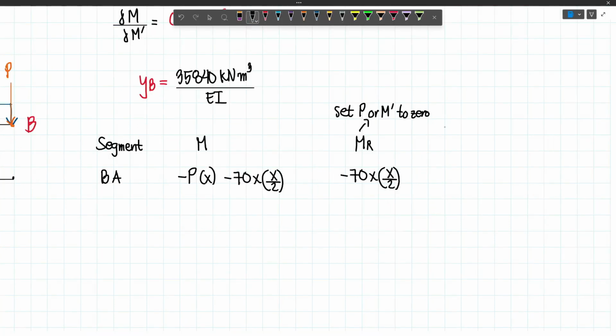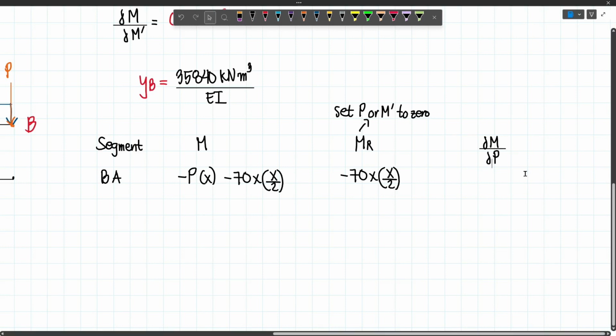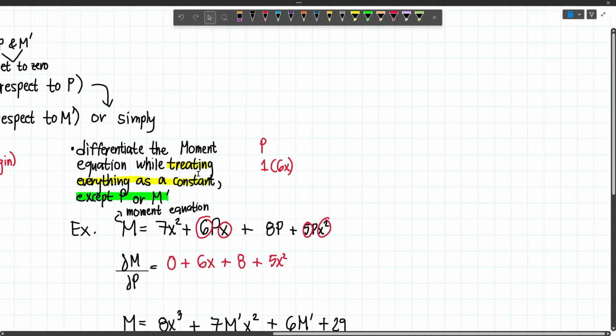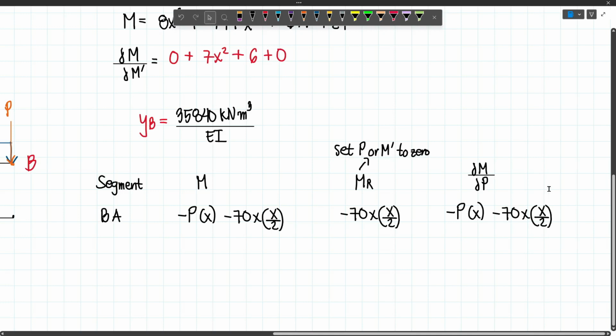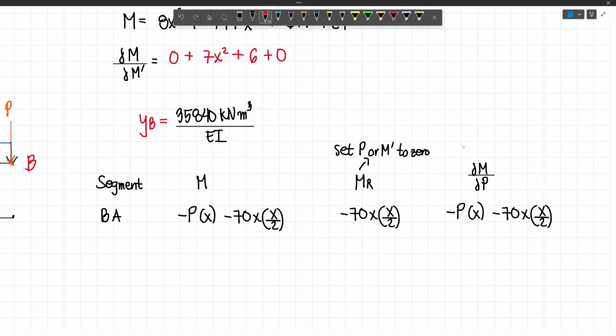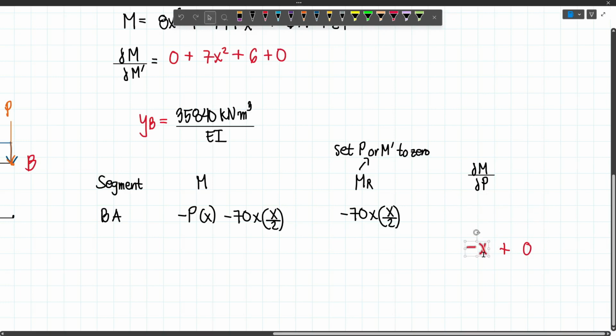And then next, we have to get dm over dp, or the partial derivative of m with respect to p. Now again, we will treat everything as a constant except for p or m prime. Now let's copy this equation. If we treat everything as a constant, then the x here will be a constant, and this x also. So this will be 0. We will try to differentiate that one. And then if we differentiate this one, this will be our variable, and so what remains is the constant negative x. So this will be negative x, plus 0, which is essentially just negative x. So I will just remove this, and this will be negative x.